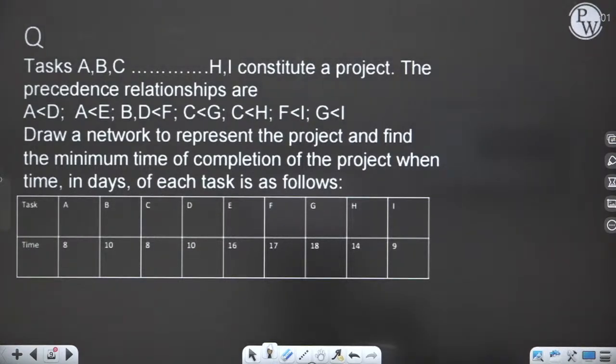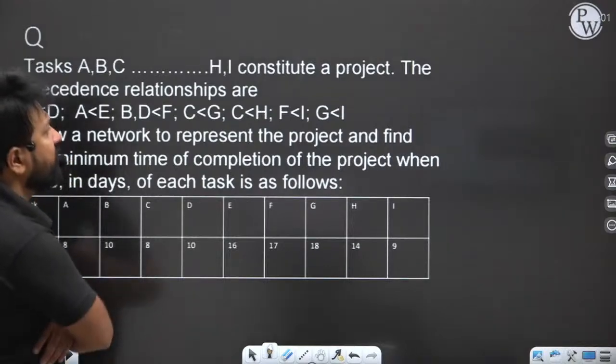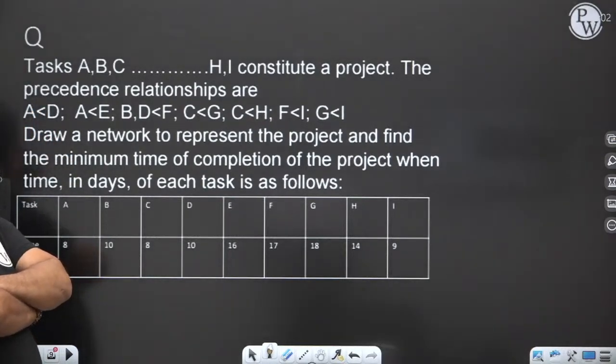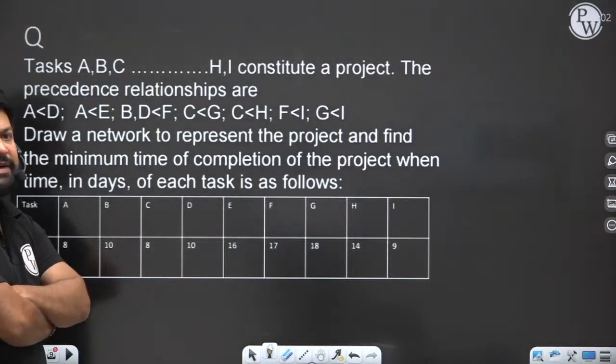Again, it's a very good and expected question, my dear.